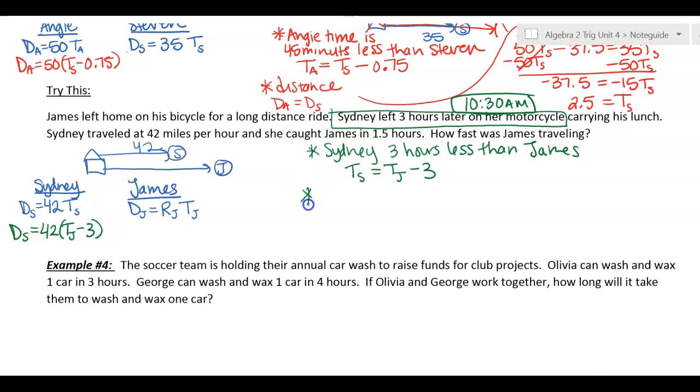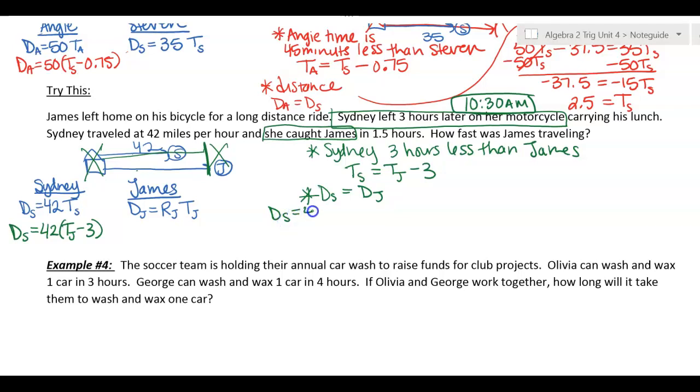I see that it says she caught James. So this tells me something about the distance. They both left the house and eventually she caught up to him. That would mean her distance and his distance would have to be the same at the end of this problem. So Sydney's distance and James's distance are equal to each other.